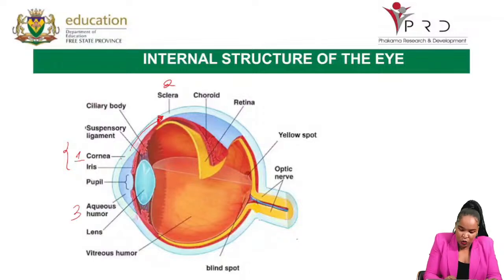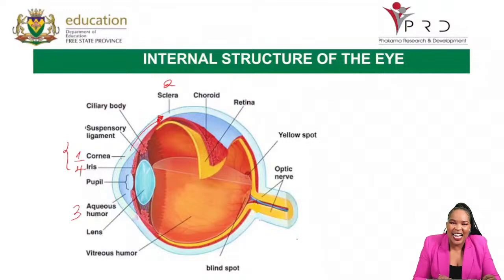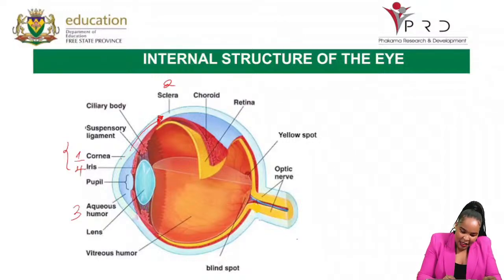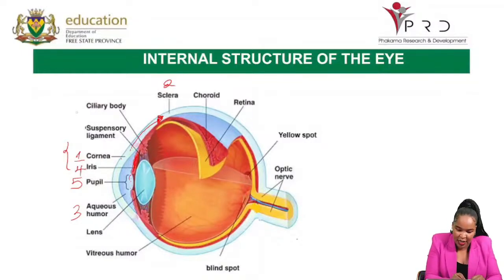And then from your aqueous humor, let us go to this part here. These muscles over here. You see this one? This is the colored part that we were talking about. So this will be your number 4. The iris. The iris are these muscles here. We say they give the eye their color. And then remember we said on the iris there is an opening here. So this opening is called a pupil. That will be your number 5. So we are coming into the eye. We are still coming into the eye.